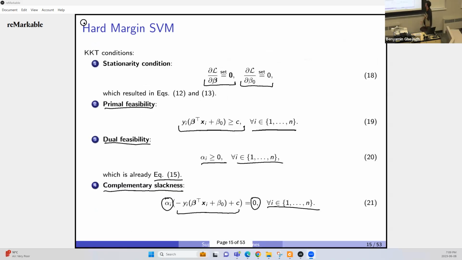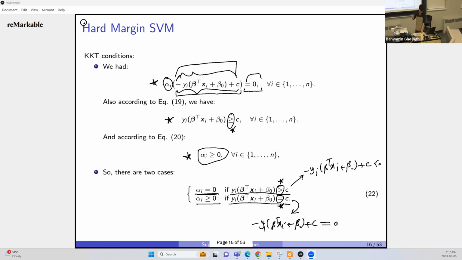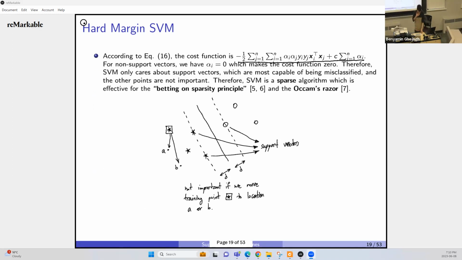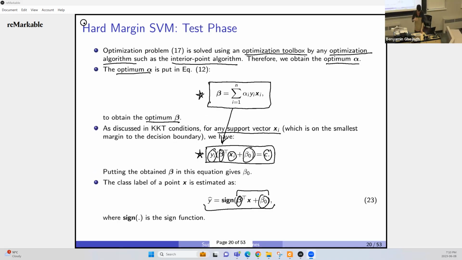And then we have some KKT conditions. Based on this, we analyzed why we have support vectors, and we talked about where the dual variables are 0. We analyzed that for support vectors, the dual variables might be non-zero, might be 0. Usually they are non-zero, but for non-support vectors, they're all 0. We talked about that. This is our analysis. We also talked about the test phase of the SVM.